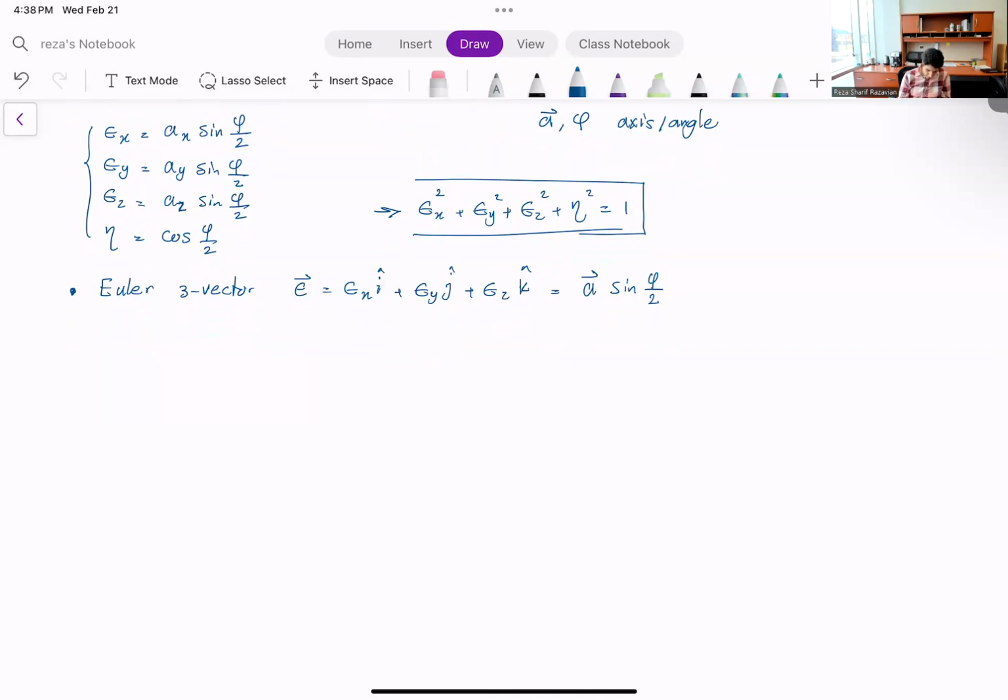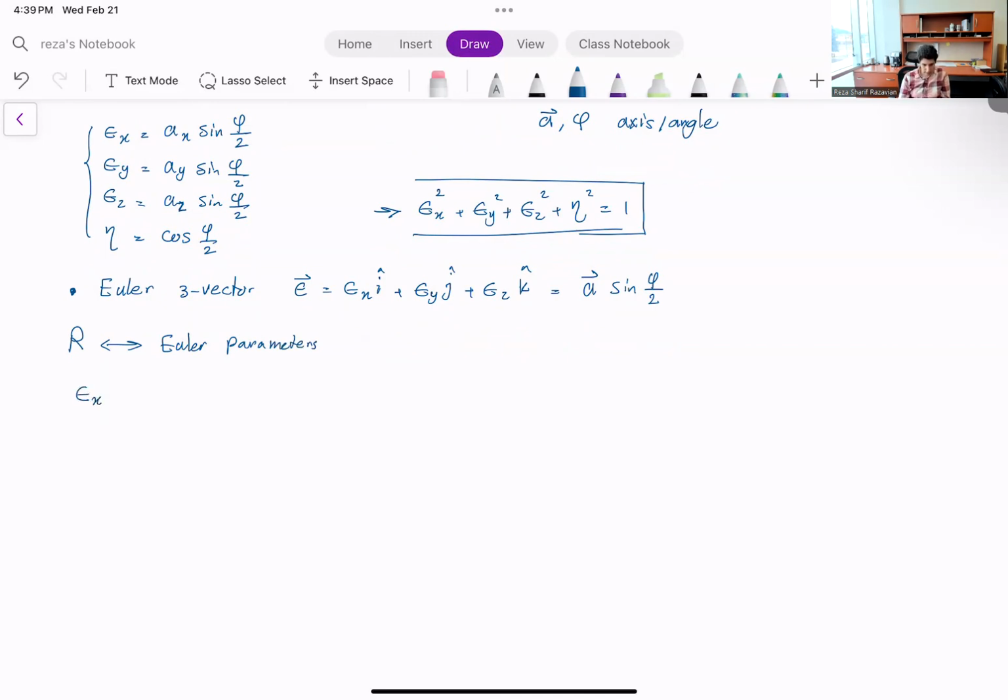Again, as before, if you know the Euler parameters, you can go to the rotation matrix and other forms of description, and vice versa. So let's look at the rotation matrix. If you want to go with these Euler parameters back and forth.